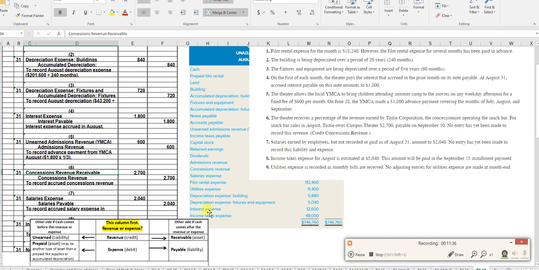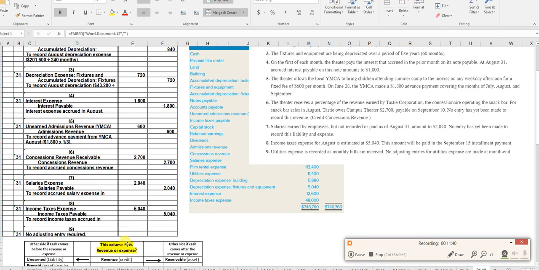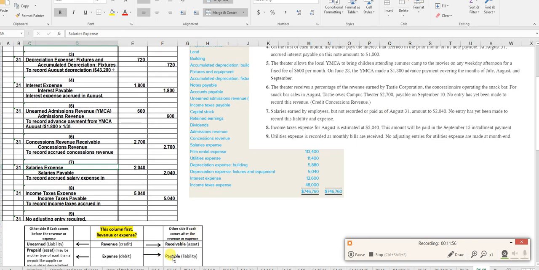Okay, next one. Salaries earned by employees but not yet paid. These are salaries, our salaries. So to the company, to the theater, it's an expense. So I'm going to debit salaries expense. And it says but not yet recorded or paid, so my other side of it is a payable. So I have salaries payable. Now I need to ask myself how much, and it tells me $2,040.